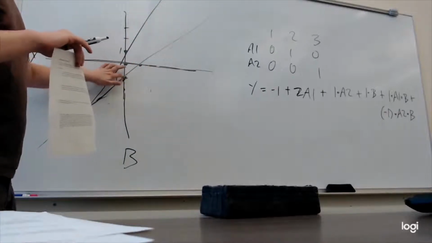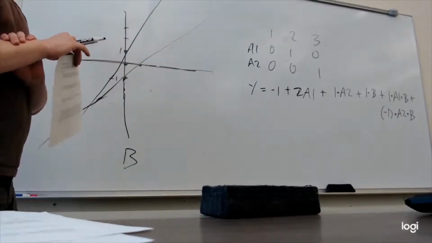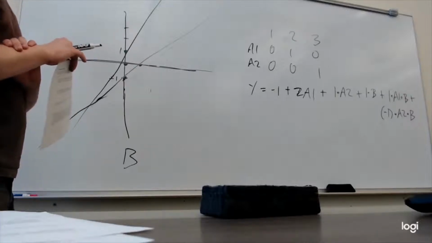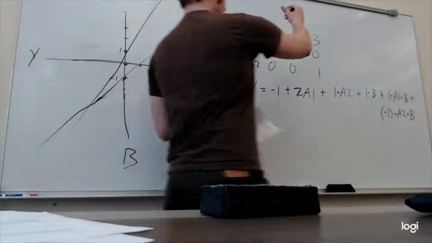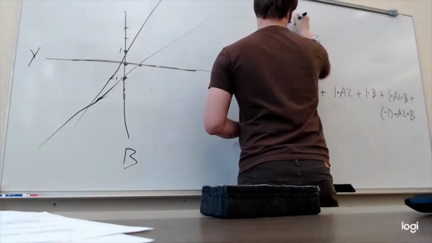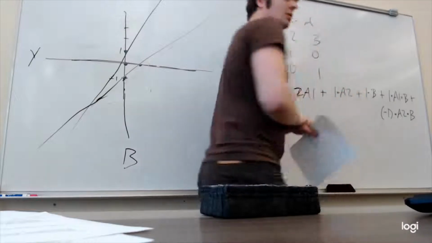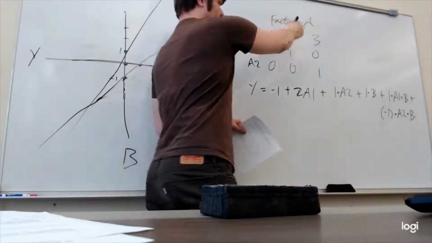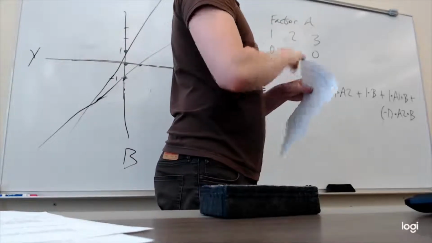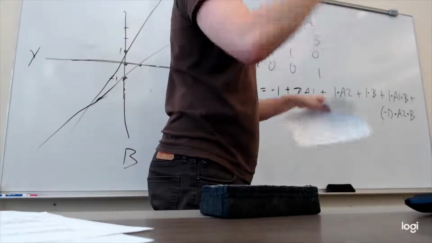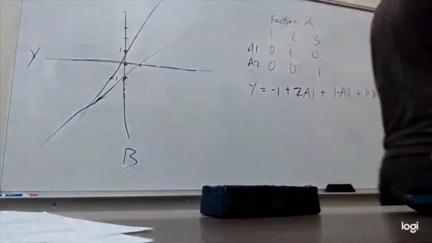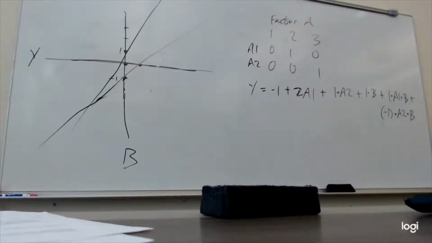So is B your 1, 2, 3? No, this is all factor A. This is group 1, group 2, group 3 of A. B is quantitative, just numbers from whatever to whatever. It doesn't have any particular levels.